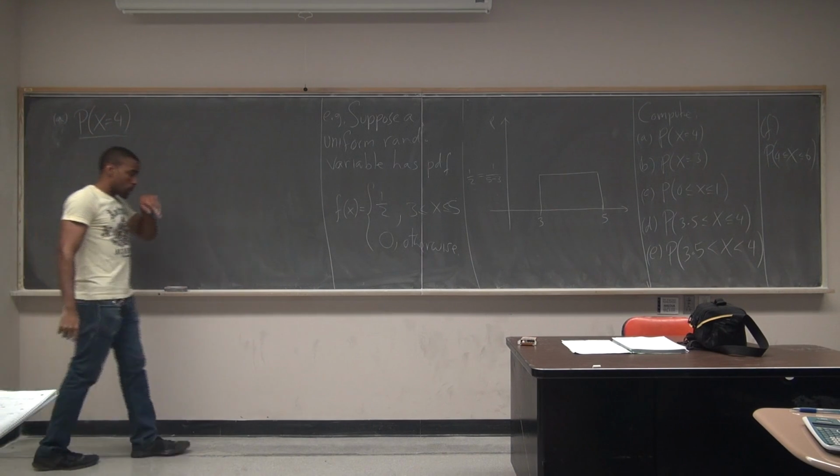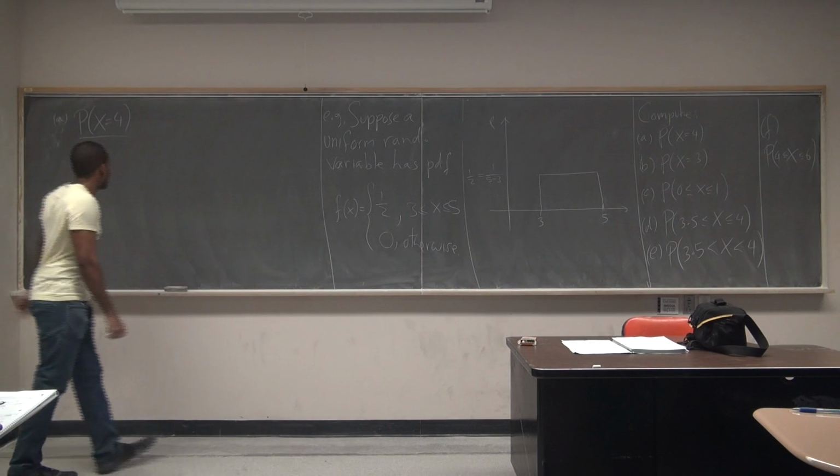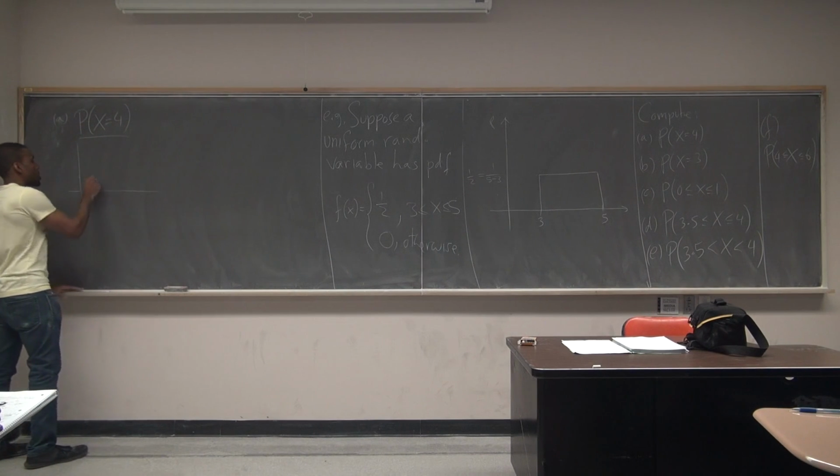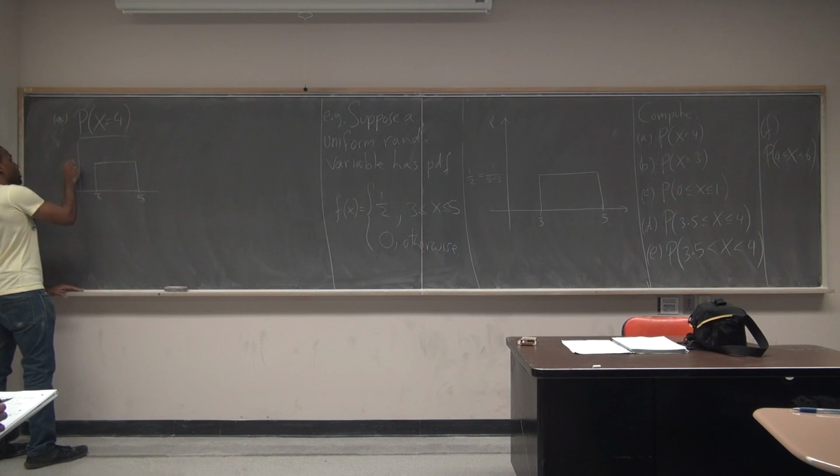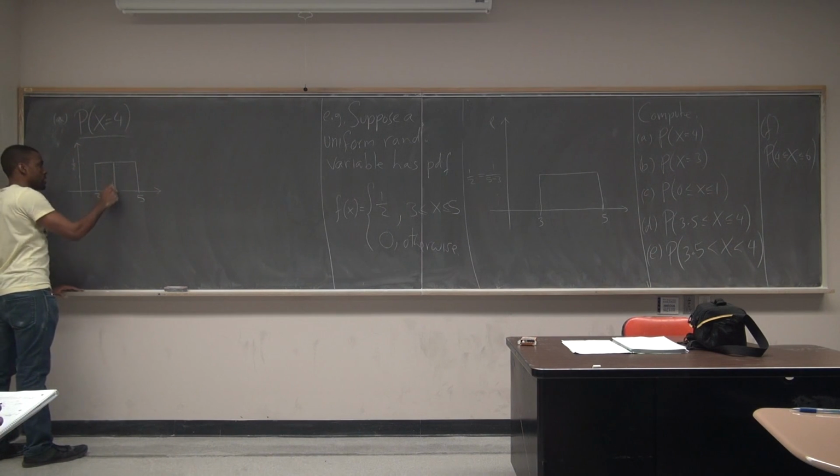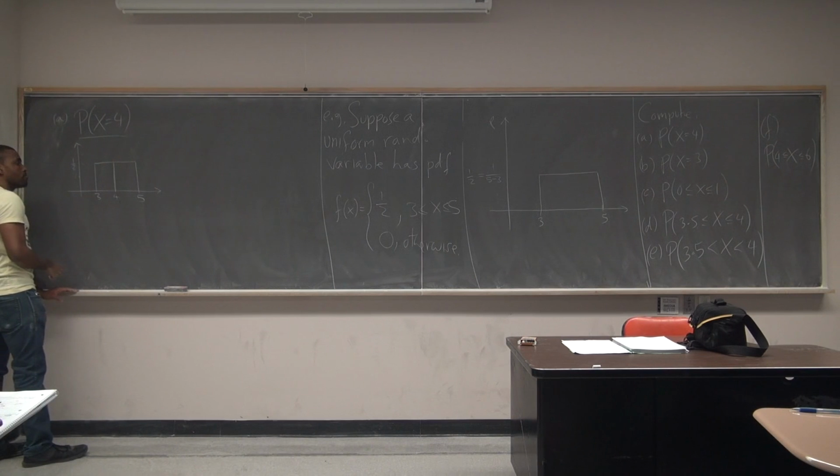What's the probability that x is 4? So here we are on our graph, 3 and 5, and this is up to a half. We want to know the probability that your x value is this value. You're thinking discrete, but it's not discrete anymore. I can pick literally any number here. So what does that tell you?